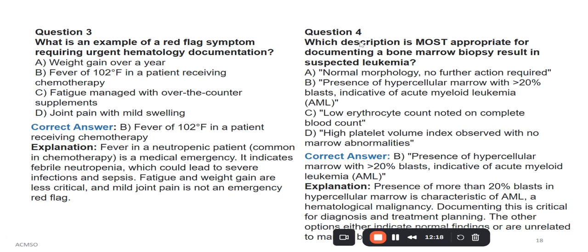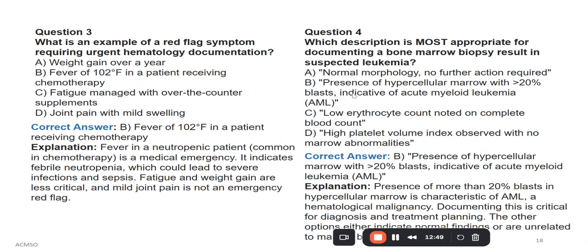Question 4. Which description is most appropriate for documenting a bone marrow biopsy result in suspected leukemia? A, normal morphology, no further action required. B, a presence of hypercellular marrow with more than 20% blasts, indicative of acute myeloid leukemia, AML. C, low erythrocyte count noted on complete blood count. Or D, high platelet volume index observed with no marrow abnormalities.